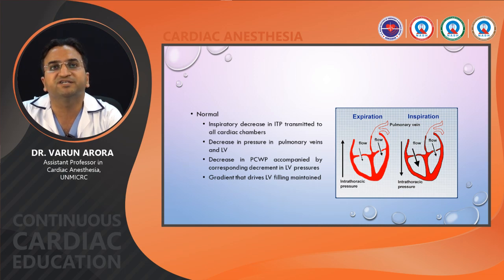As we have already discussed, this inspiratory decrease in intrathoracic pressure is transmitted to all the cardiac chambers. There is a decrease in pressure in the pulmonary veins and left ventricle, and the decrease in pulmonary capillary wedge pressure is accompanied by a corresponding decrease in the left ventricle pressure, so the gradient that drives left ventricle filling is maintained.